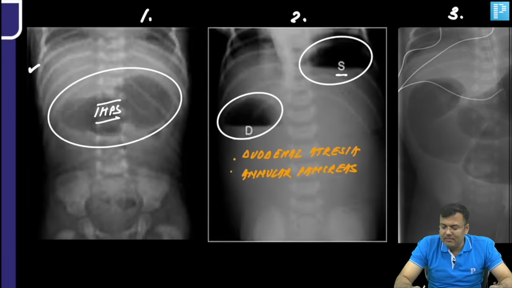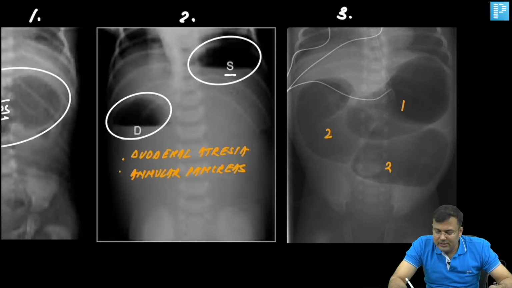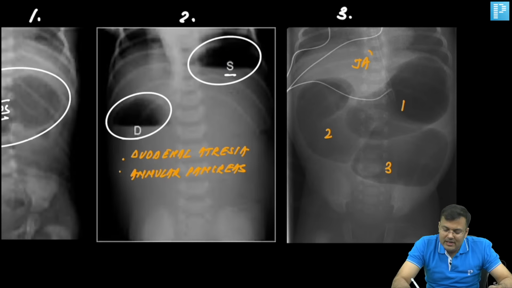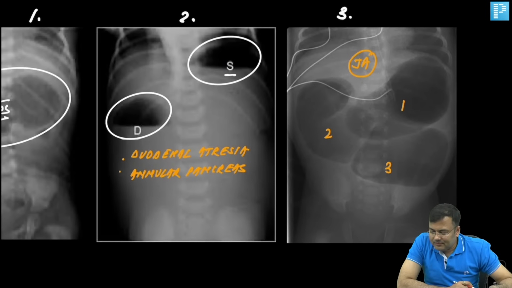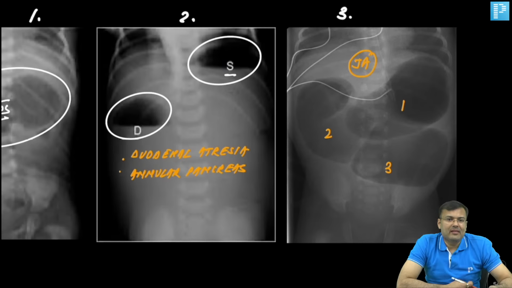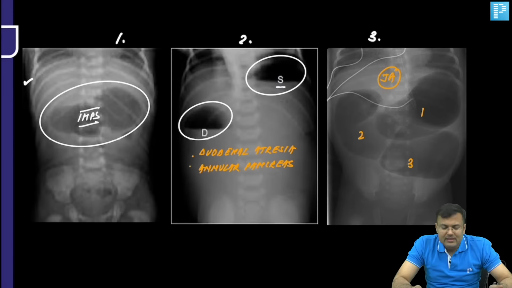Clear? This is double bubble, and you can see this one, triple bubble. This is 1, this is 2, this is 3. It is seen in jejunal atresia. So, triple bubble, it is seen in jejunal atresia. Clear? So, it is seen in jejunal atresia, right. So, all of these three questions, single bubble, double bubble, triple bubble, are very important, multiple times these questions were asked.